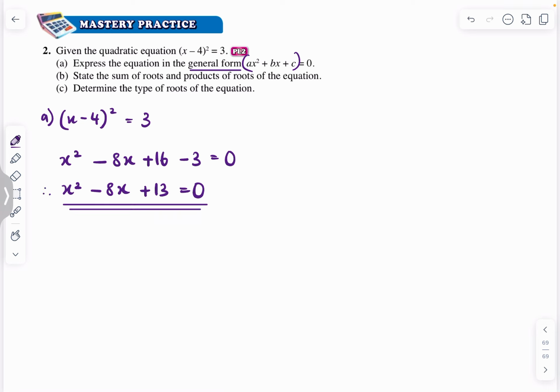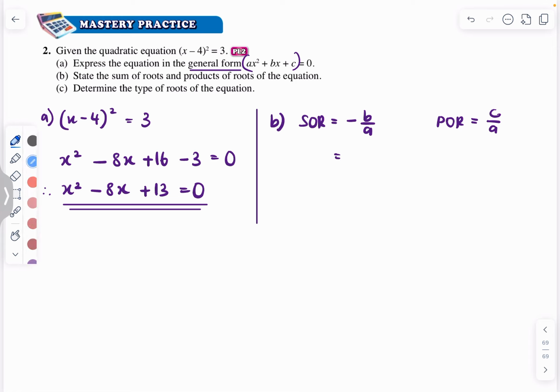Okay, next B. State the sum of roots and product of roots. So sum of roots, the formula is −b/a. And product of roots, the formula is c/a. So from here, our a is 1, because 1x². Our b is −8. And our c will be 13.